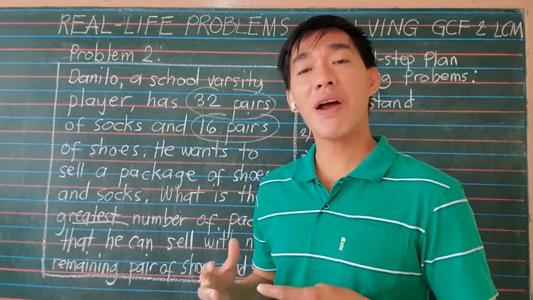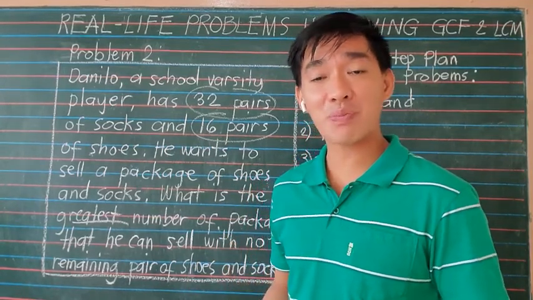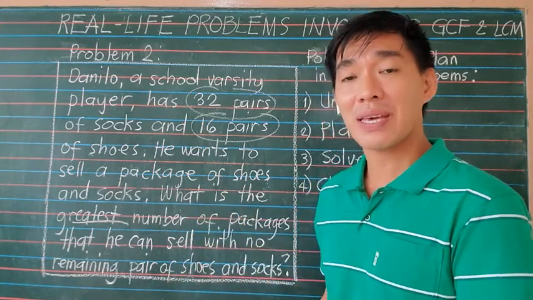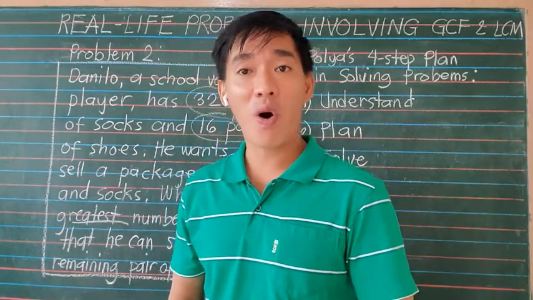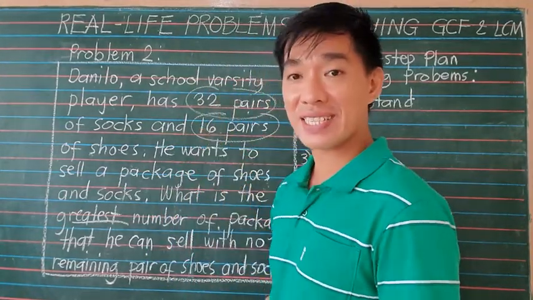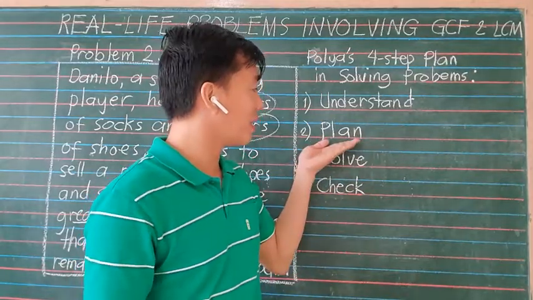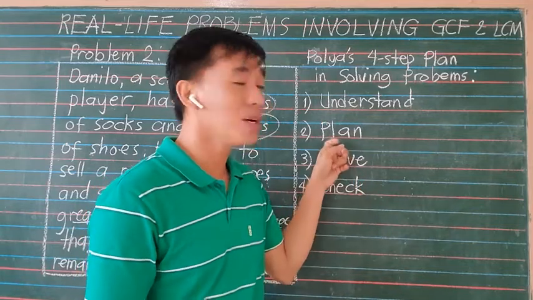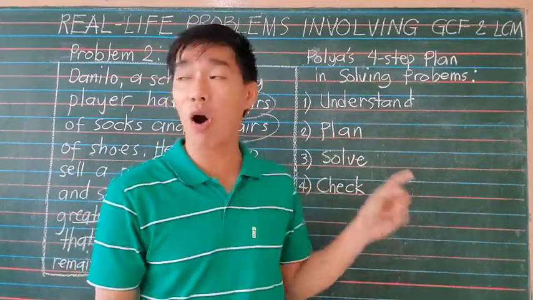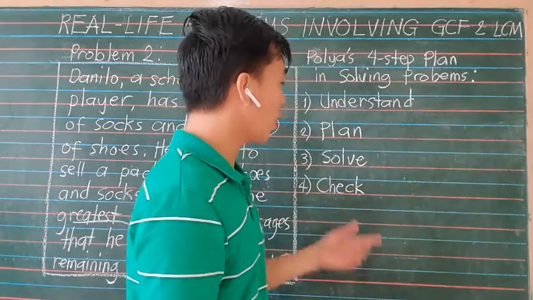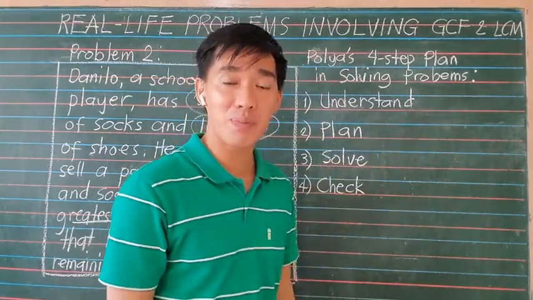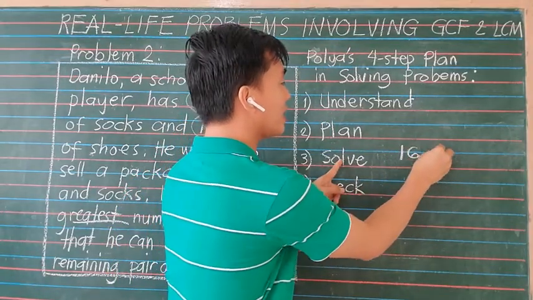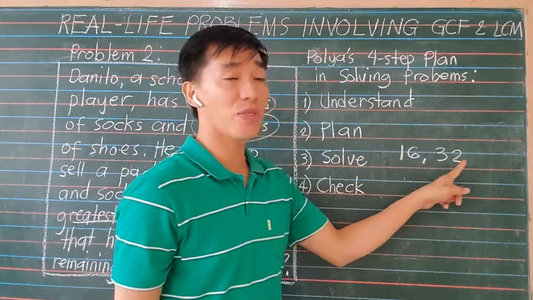With that, we are very confident that in order for us to attack this problem, out of the planning stage after understanding the problem, it is the GCF of 32 and 16. So we are already done with the planning stage. We already identified that in order for us to solve this problem, we need to use the GCF of 16 and 32. So let us now solve or carry out the problem until we arrive at the answer. Solve. So look for the GCF of 16 and 32.